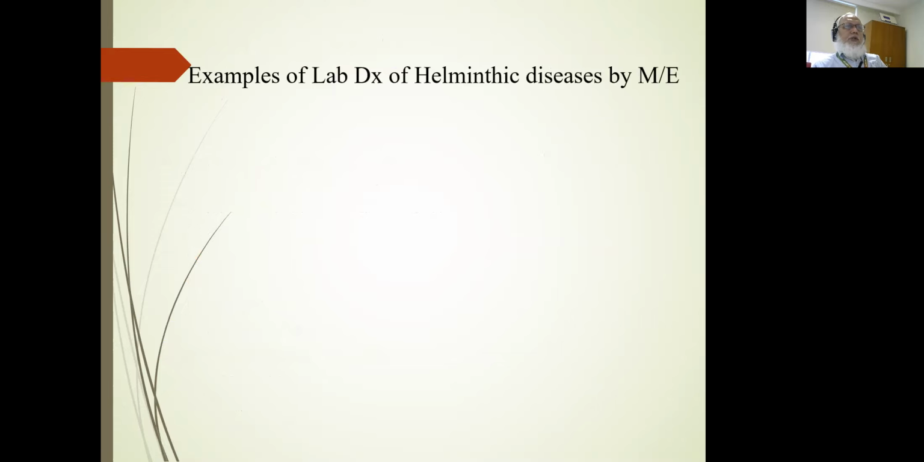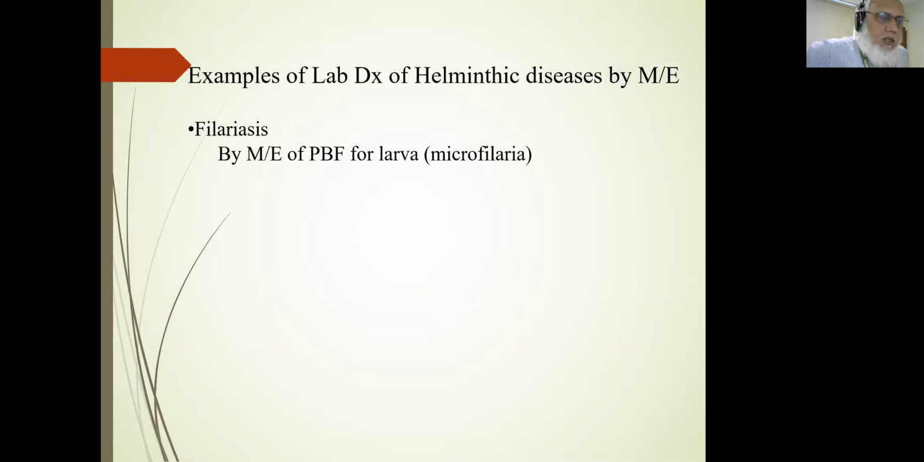Examples of laboratory diagnosis of helminthic disease by microscopy. As we have said, all parasitic diseases can be diagnosed by microscopy. So filariasis, you can diagnose by microscopy of peripheral blood for larva. You can see microfilaria. You can take the night blood, or you can take blood after giving some antifilarial drug, taking the blood after 30 minutes of that drug.